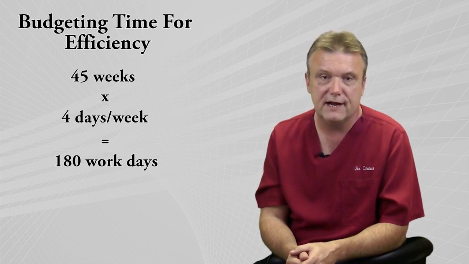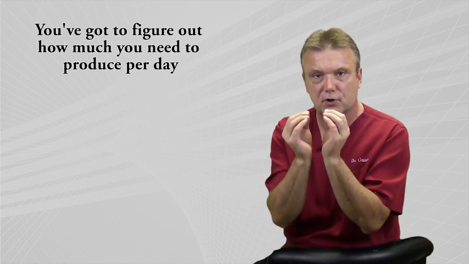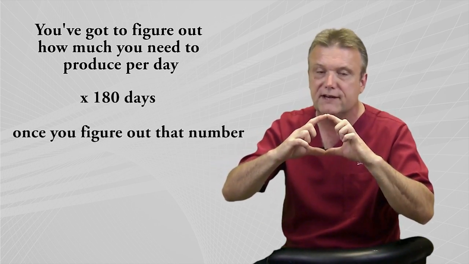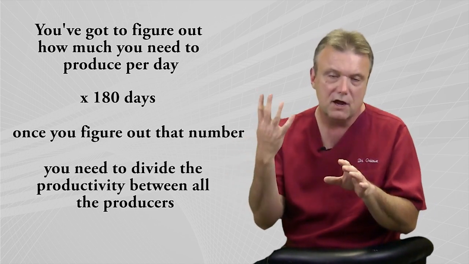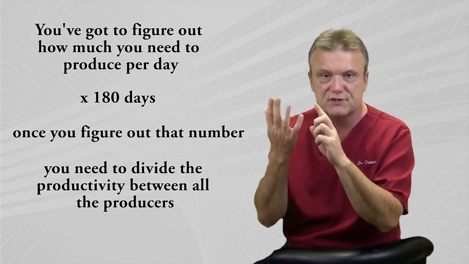And out of those 180 work days, you're going to need to produce $1.2 million. Well, that means between the principal dentist and the associate dentist and the 2 hygienists, you've got to figure out how much do I need to produce per day times 180 days. And once I know how much I need to produce per day, remember, productivity is a function of time. Now we have to divide the productivity between effectively 4 producers: principal dentist, associate dentist, first hygienist, second hygienist. So you actually calculate what those numbers are.